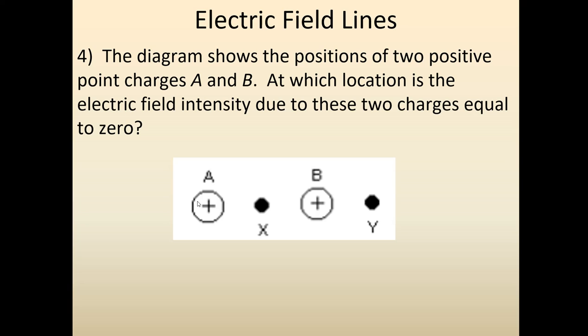If you recall, the diagram that had the two positive charges looked like this, where the lines kind of mushed away, and there were no lines in the middle, and that's because in the middle they actually cancel out. So X is where the field will end up equaling 0.